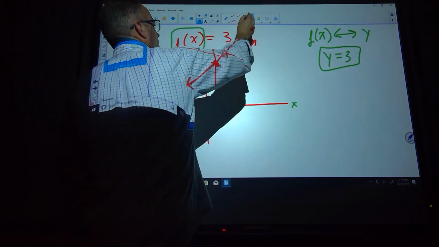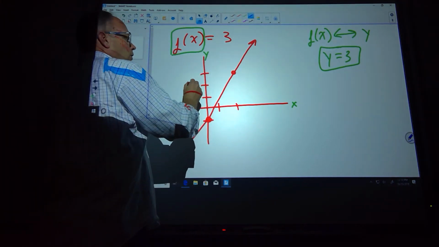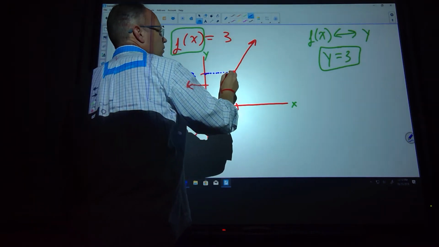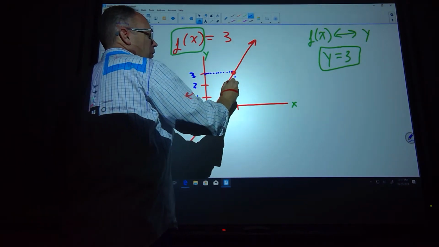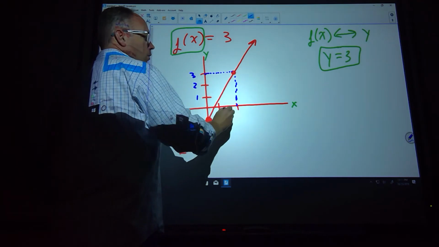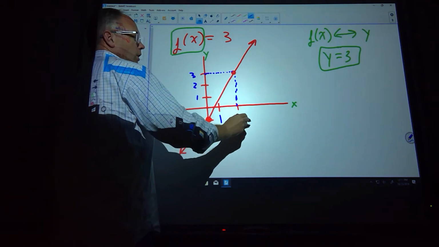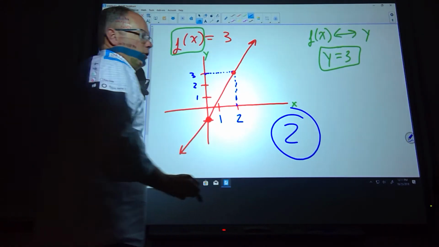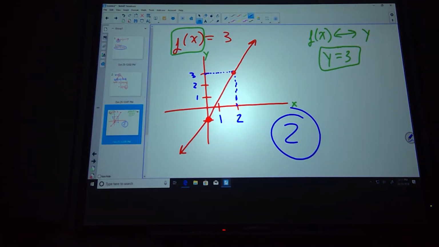So with this problem, I'm going to go up 1, 2, 3. So we're talking right here. So it comes right to here. So then we have to look down. What do I get to in the x direction? 2. The answer to this is 2. So you have to recognize that the function at x equals 3 is the same thing as y equals 3.